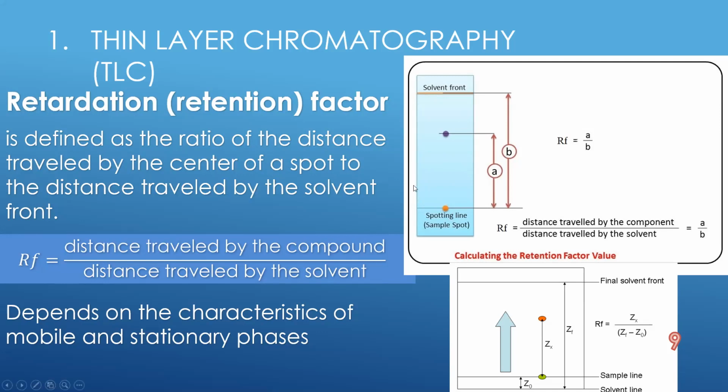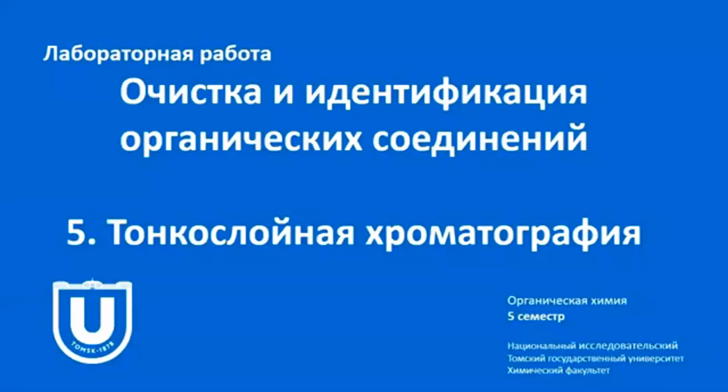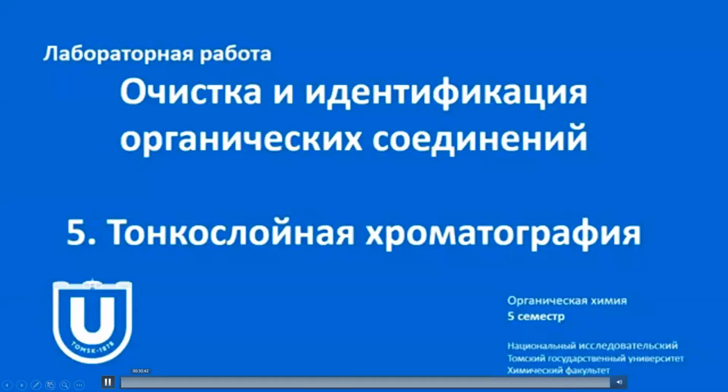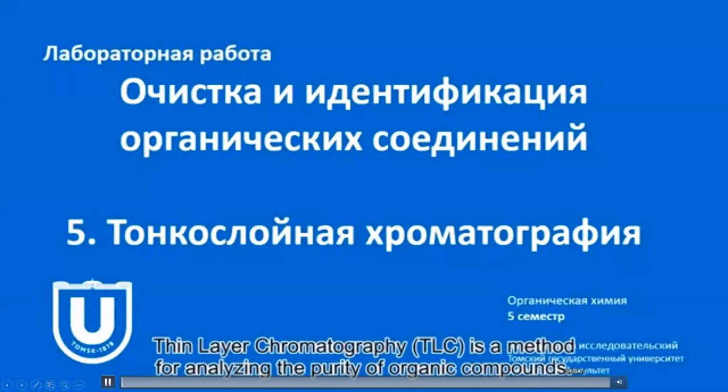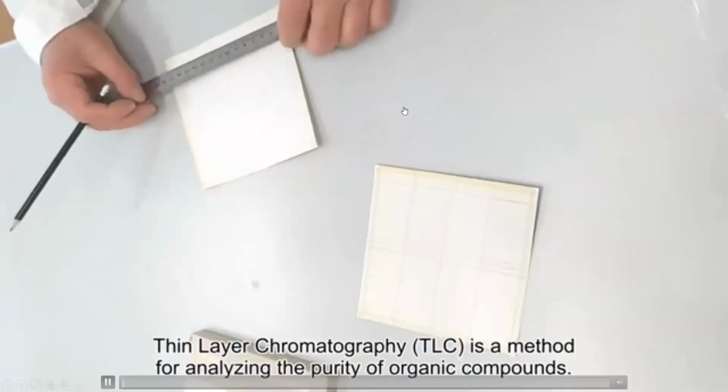And this retardation factor, as has been said before, depends on the characteristics of the mobile and stationary phases, usually more on the characteristics, the polarity or non-polarity, of the mobile phase, such as the solvent or eluent, as it's called. So the next, let's watch the video about chromatography.